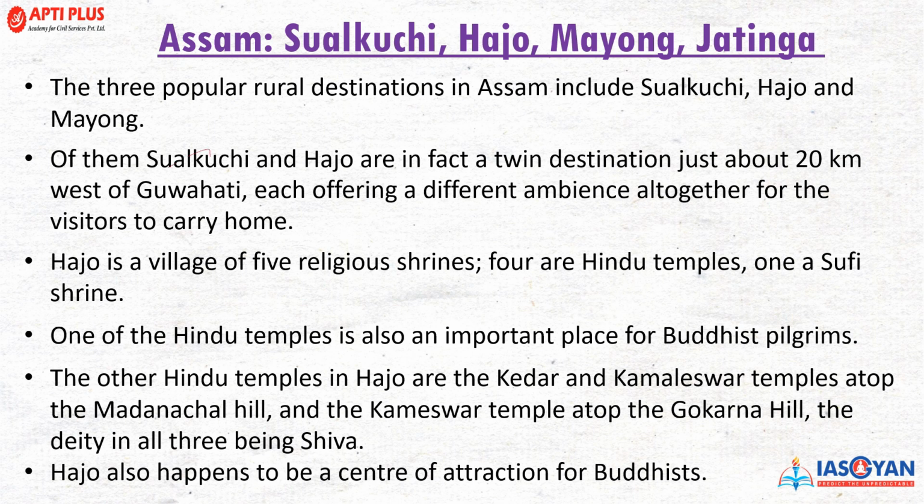Sualkuchi and Hajo are twin destinations about 20 kilometers from Guwahati, offering an ambience for visitors to carry home. Hajo is a village of 5 religious shrines: 4 Hindu temples and a Sufi shrine. One of the major Hindu temples is also a Buddhist pilgrimage. Another Hindu temple in Hajo is Kedareswar temple, which is at the top of Madanachal hill, and Kameswar temple at the Garurachala hill.